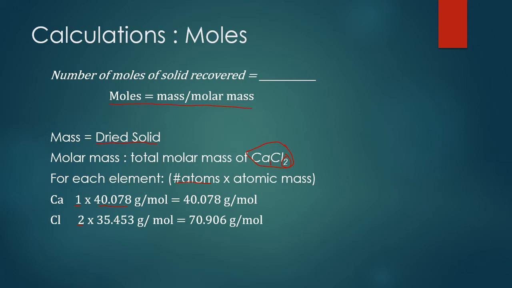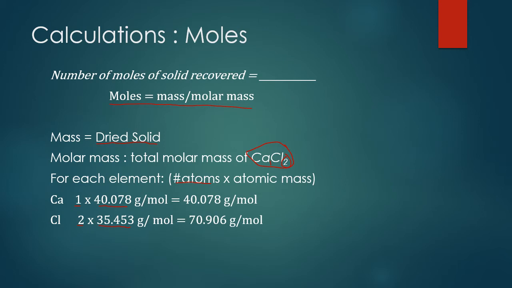I then take that number of atoms and multiply it by the atomic mass. So I find chlorine on the periodic table. Gives me an atomic mass of 35.453. Multiply across to get 70.906 grams per mole.